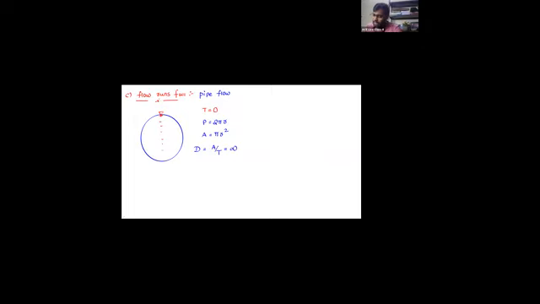Now what about the hydraulic radius? Hydraulic radius is pi r square by 2 pi r. Again it is going to be r by 2. So what is the r value? The r value is equal to d by 4.